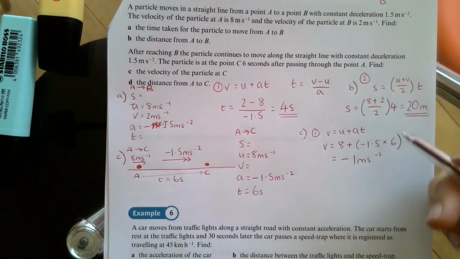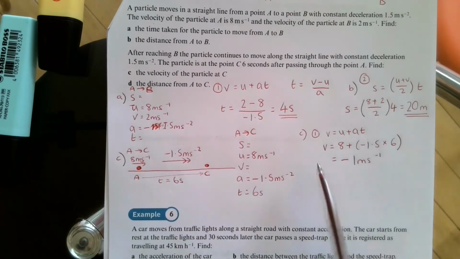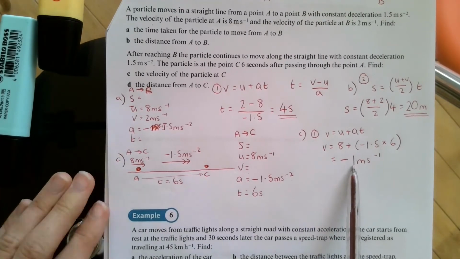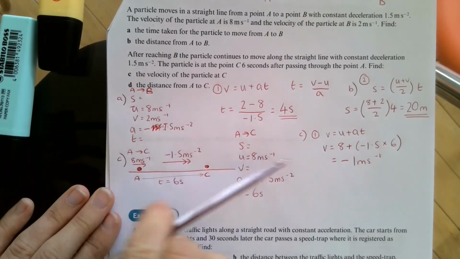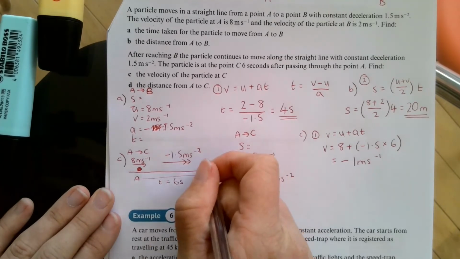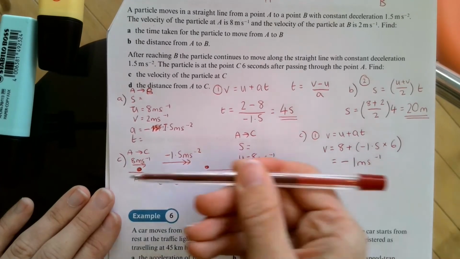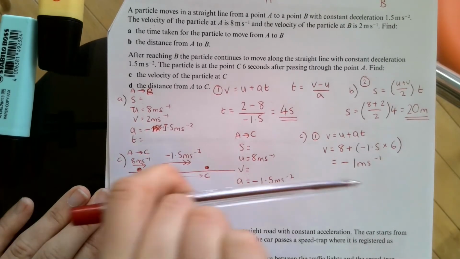Now, we might think that's a bit strange, negative 1, but remember, velocity is a vector. So the negative just tells me that the particle, instead of moving to the right, the positive direction, this time it must be moving to the left because it's moving at negative 1. So it's going 1 meter per second, but this time to the left rather than to the right.